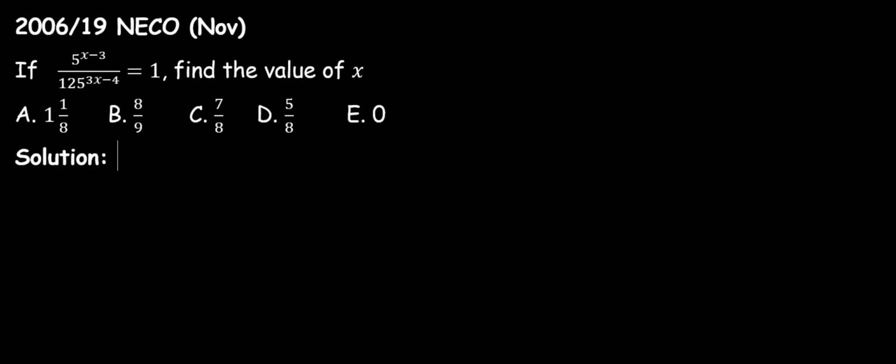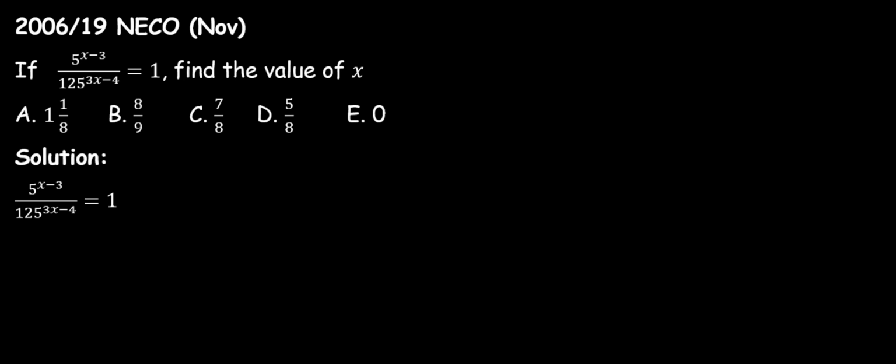Solution. Let us write out our problem properly. In the numerator, we have 5 raised to power x minus 3. The denominator, we have 125 raised to power 3x minus 4 is equal to 1. Let us cross multiply to balance up our work.